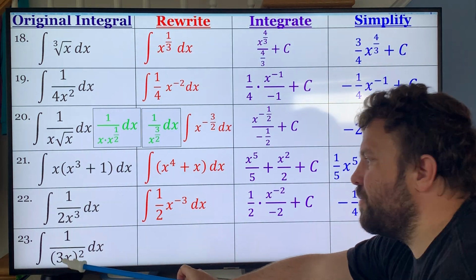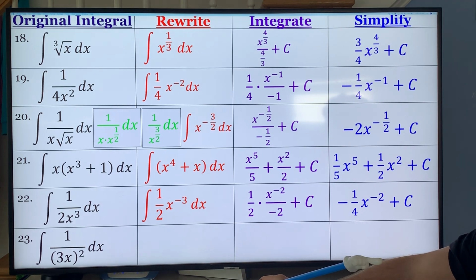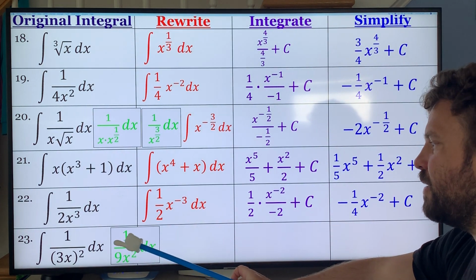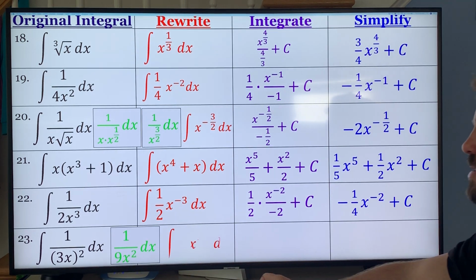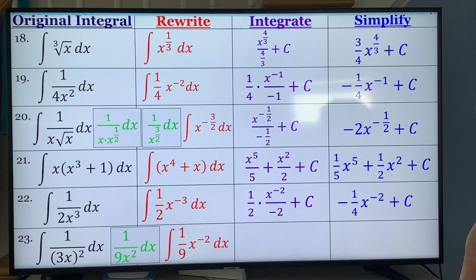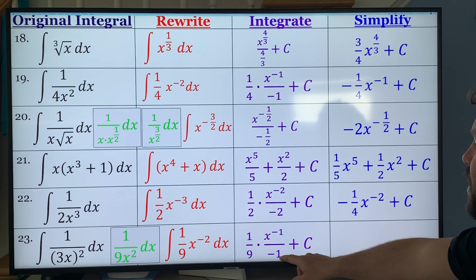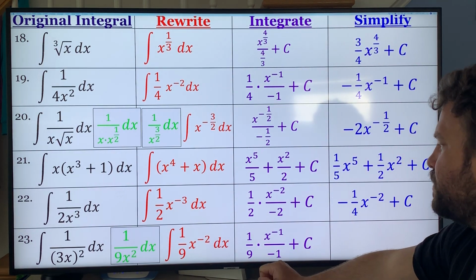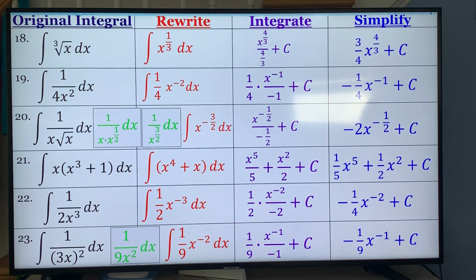Square. You're squaring 3x. What is 3x times 3x? 9x squared. Now you're left with 1/9. X squared becomes x to the negative 2. All right, all the rules apply. 1/9 times x to the negative 1 over negative 1. Remember, you're adding. This just becomes negative. Negative 1/9 x to the negative 1 plus c. And there you go. You just integrated all those problems.